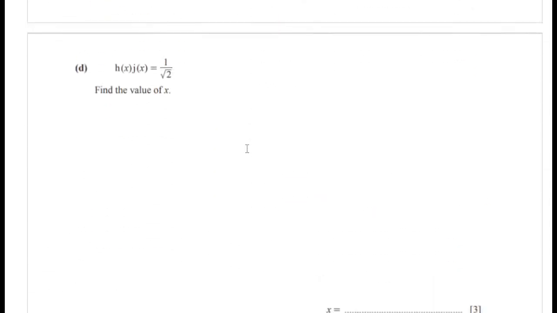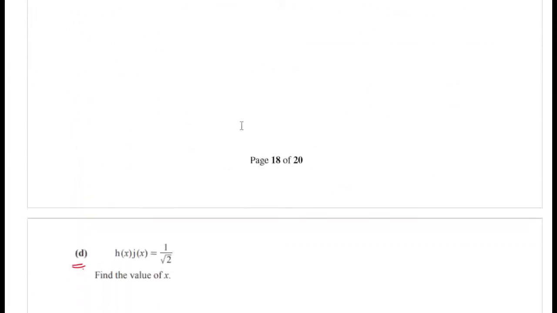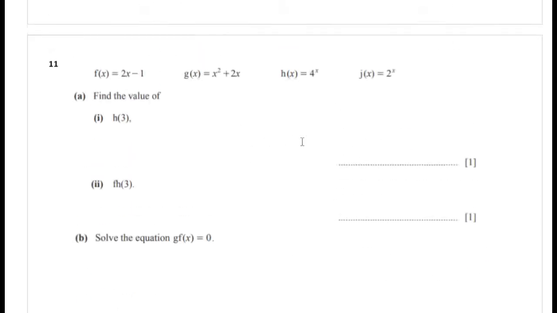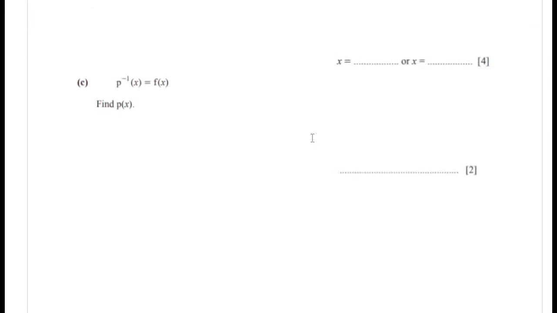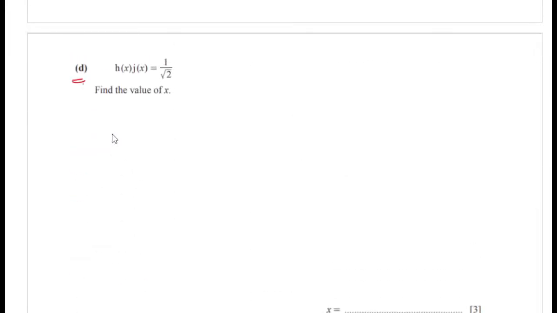Fine. I think that's it. Now here in this D part, some of you have made a mistake. h of x into j of x is 1 upon root 2. Now h of x into j of x: h of x is 4 power x, and j of x is 2 power x. So h of x into j of x is 4 power x into 2 power x.